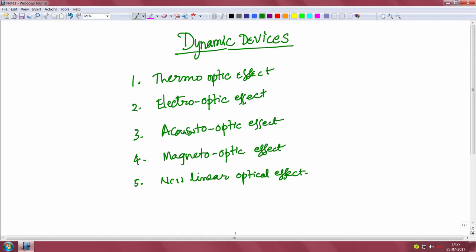In all these cases, the properties of the waveguide or the substrate are dependent on the external field that we apply to this waveguide. Of course, in all these cases we need materials which have these properties. For example, if you want to use the electro-optic effect, we need a material which has electro-optic properties. That means the waveguide properties are dependent on the applied electric field. So, by applying an electric field, we should be able to change the properties easily.